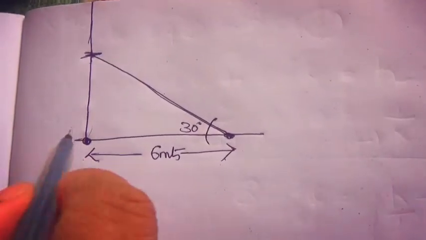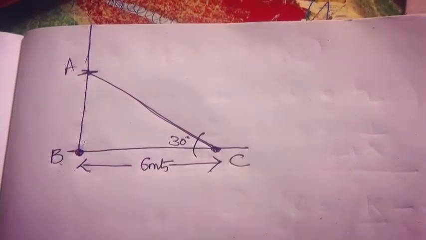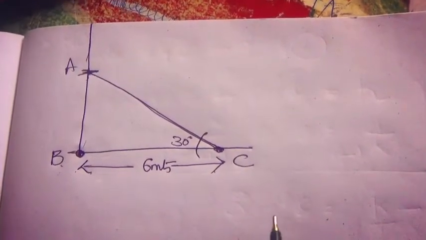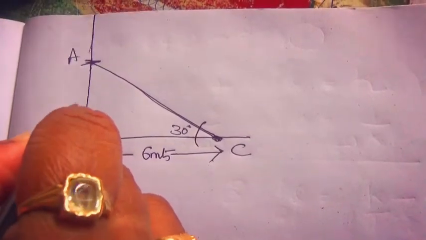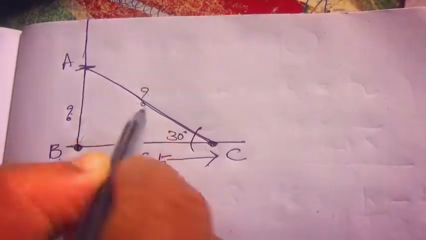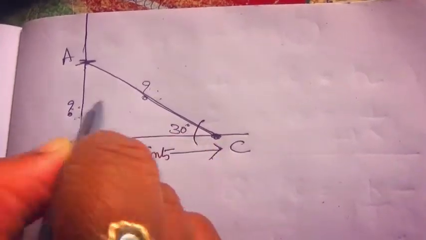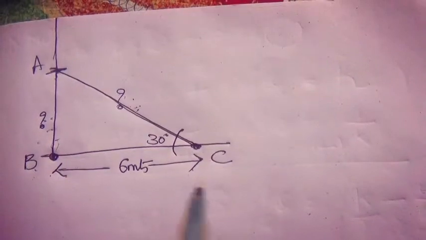Okay, so let us assume ABC. Okay, so we have to find out the total length. So this, and by the addition of these two, you will get the height of the tree.